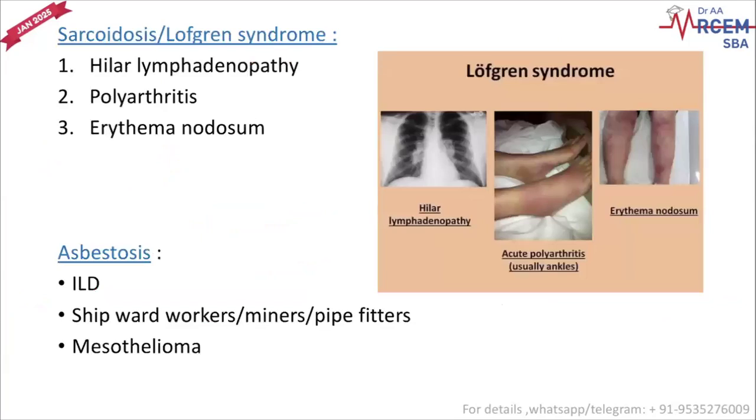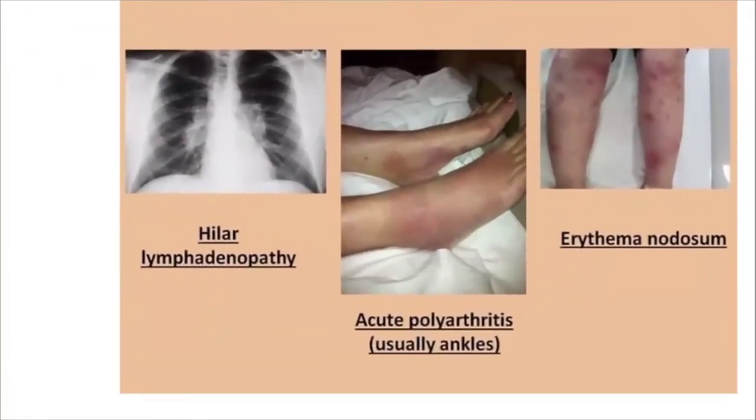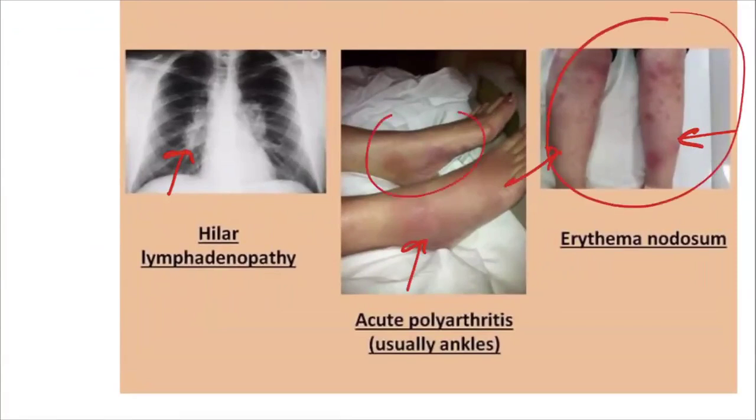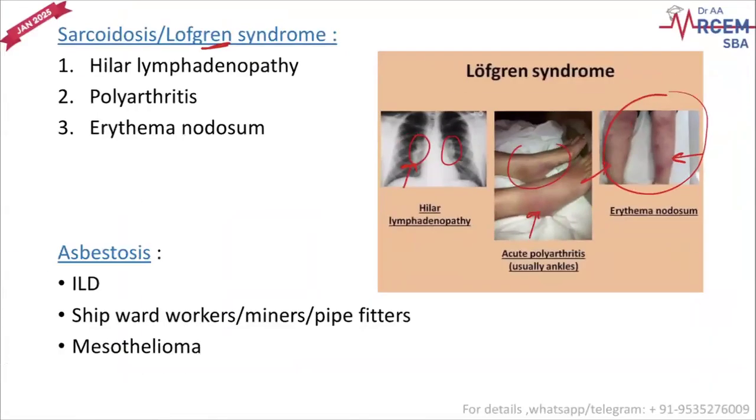Sarcoidosis. Sarcoidosis can sometimes be interchanged with Löfgren syndrome. There are subtle changes. They are not one and the same, but the presentation is very common. In sarcoidosis, hilar lymphadenopathies will be there. Acute polyarthritis, that is joint pains, will be there, along with a lesion over the shins known as erythema nodosum. So erythema nodosum, joint pains, and enlarged hilar nodes is the classical presentation for sarcoidosis. Again, refer to the rheumatologist. You will not be doing much.